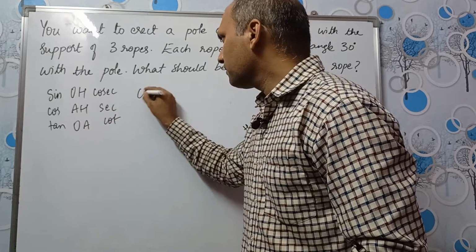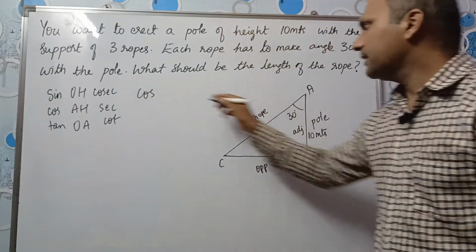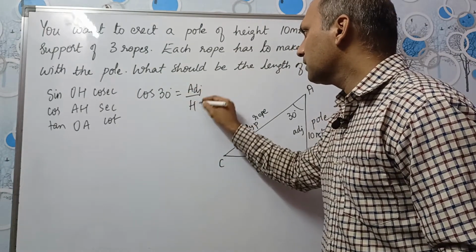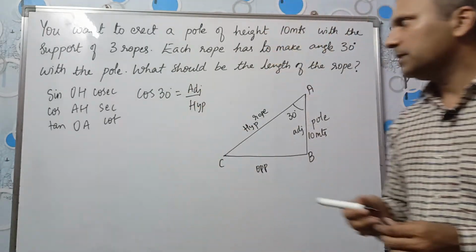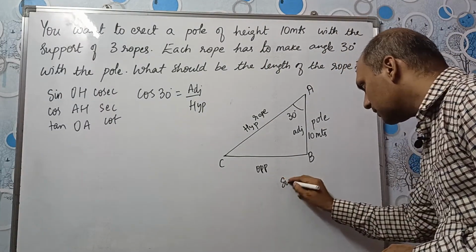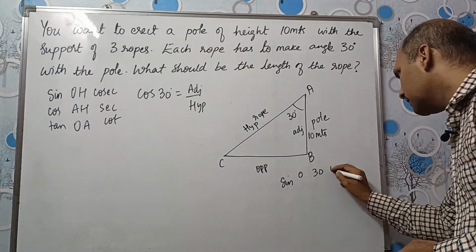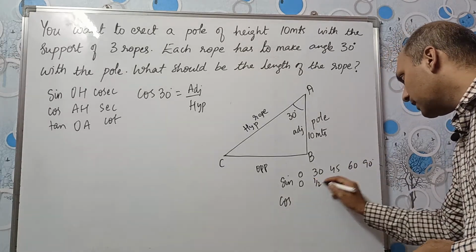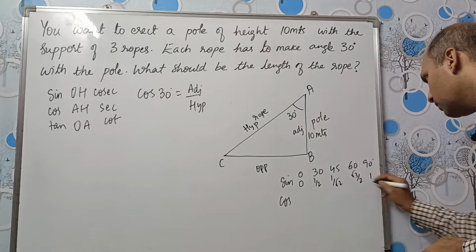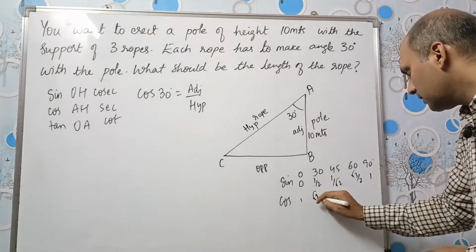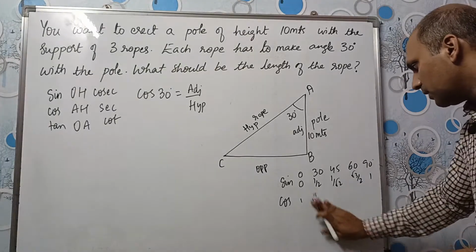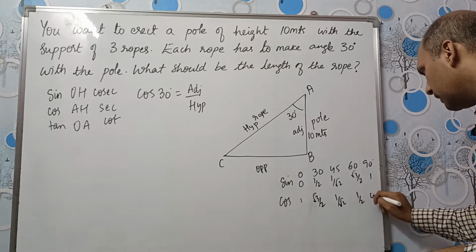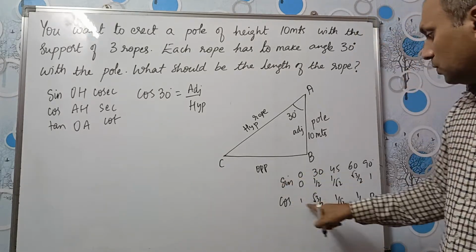Alright, so we will use either cos or secant, it is up to us. Let us use cos. Cos 30 degrees is equal to adjacent by hypotenuse. What is cos 30? See, I'll write the values here. Sine of 0 degrees, 30 degrees, 45 degrees, 60 degrees, 90 degrees, right? And these are the sine values: 0, 1 by 2, 1 by root 2, root 3 by 2 and 1. Cos values will be the reverse, right? See, root 3 by 2 will come here, then 1 by root 2, 1 by 2 and 0. So cos 30 is root 3 by 2.